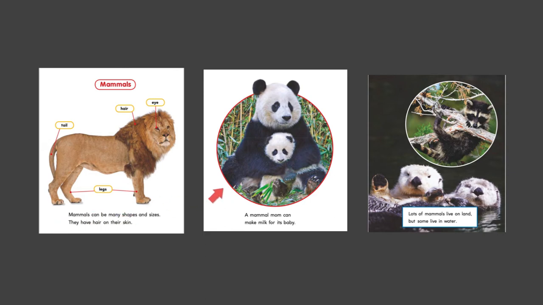In the next picture, we see some more mammals. These are panda bears. It says, a mammal mom can make milk for its baby. In the last picture, we see a raccoon and some otters. It says, lots of mammals live on land, but some live in water.